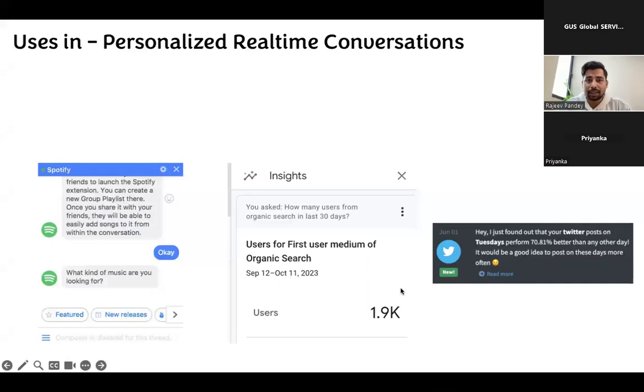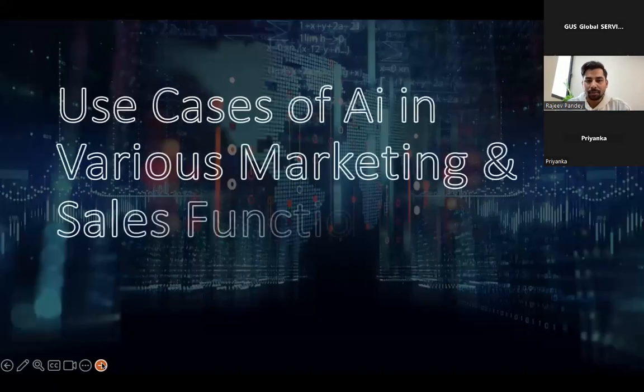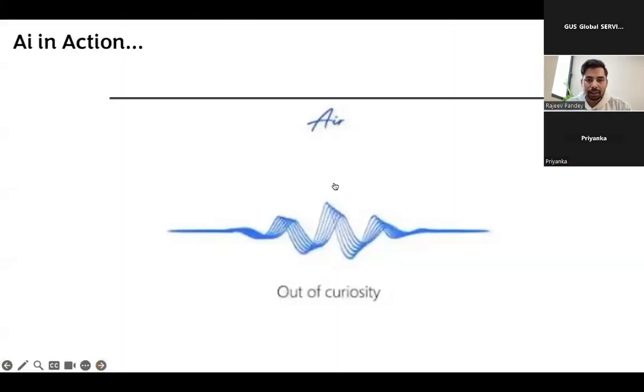We also know how this is being personalized in real-time conversations, and how different brands are using it. For example, Spotify rolled out their own chatbot from generative AI, which knows what kind of music you're likely to like, and it creates a playlist for you, right? Your Google Analytics data shows a summary of the insights, which knows what information you've generally been pulling out from Google Analytics about your business, so it creates a separate report for you, which is shareable, right? Or look at Twitter. It says, I just found out that your Twitter posts on Tuesday perform 70% better than any other day. It would be a good idea to post on these days more often, right? This is where generative AI, or AI largely, comes in the picture, which really brings a lot of efficiency and simplification in the job. So these are different use cases.